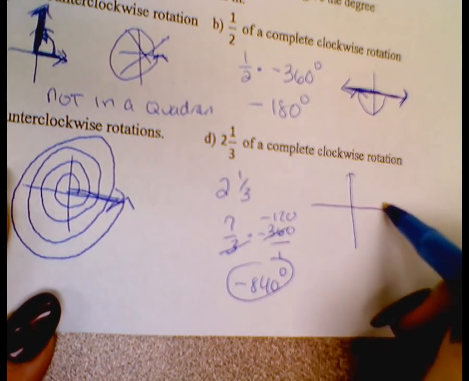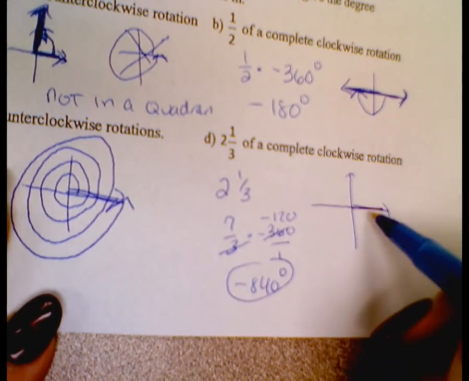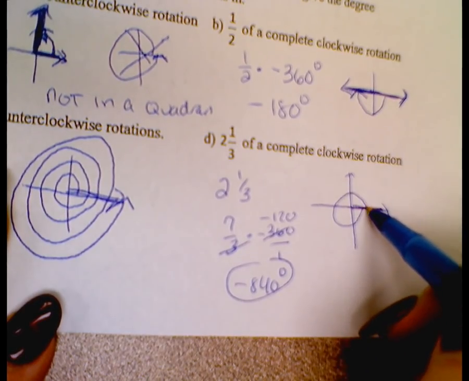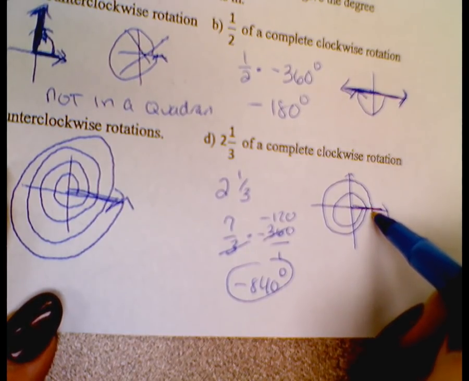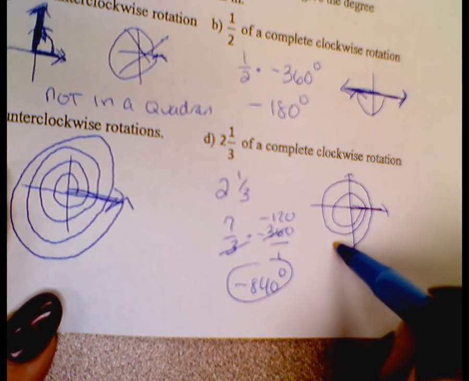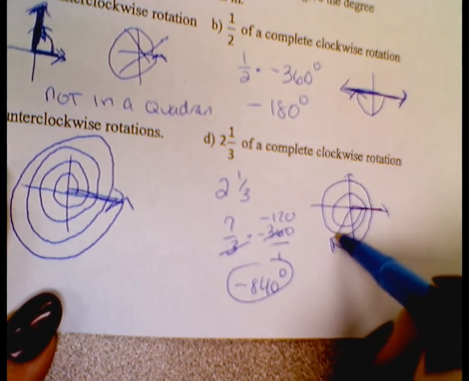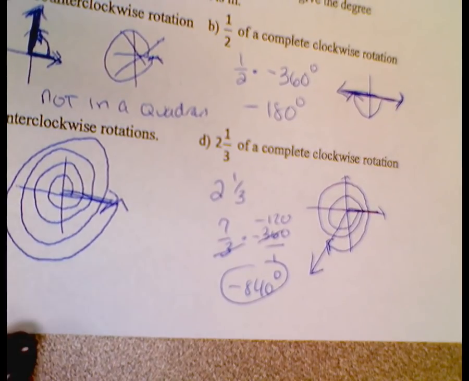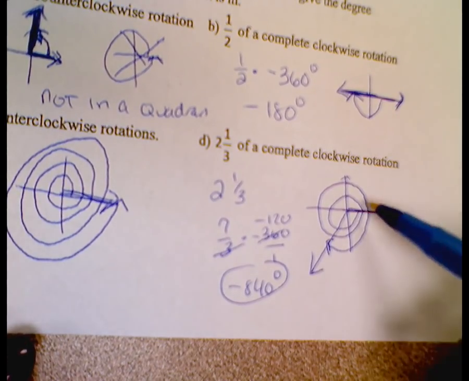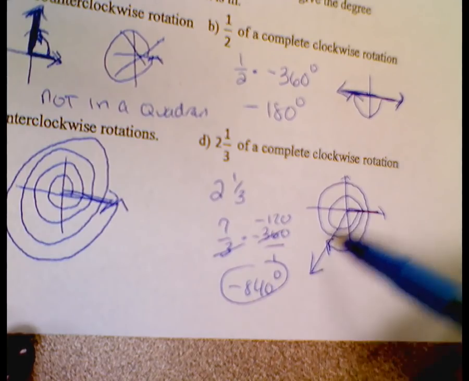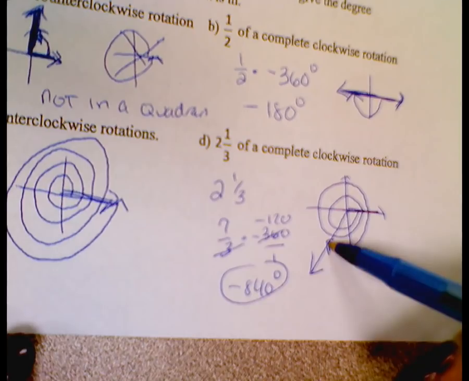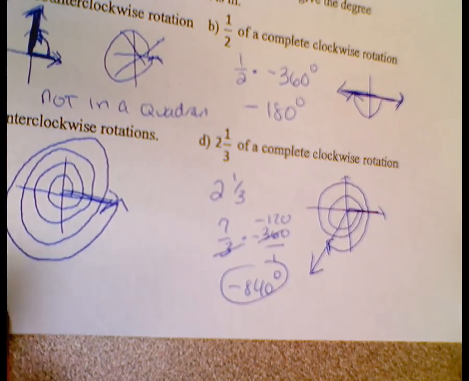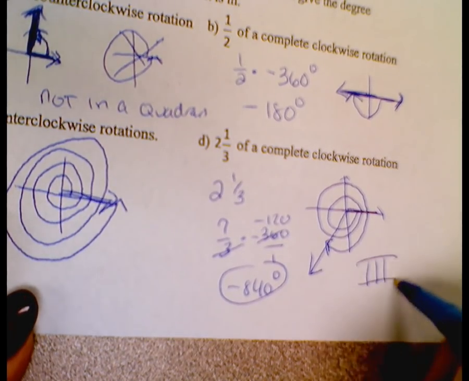So we have the initial side. There's 1 complete, there's 2 complete clockwise, and then a third. A third of 360 is about 120, so we're going about another 120. There's 90 and about 30. Terminal side, draw it in. And if you're counting negative 840, you'd be going negative 360, negative 720, and about another 120. And that's how you draw it. And this, by the way, is in the 3rd quadrant.